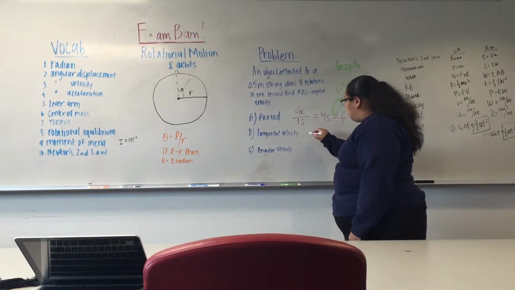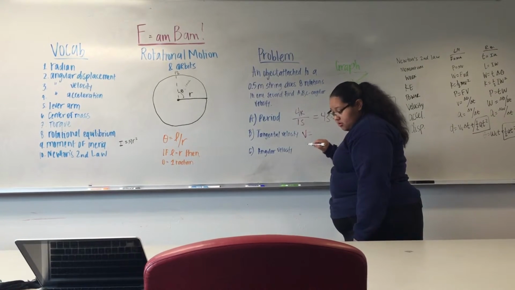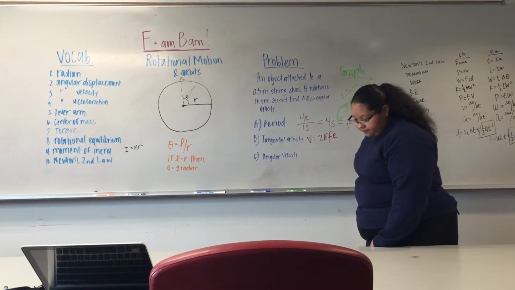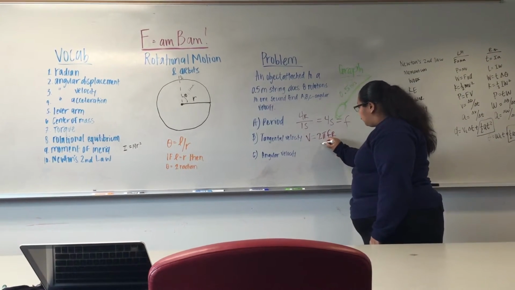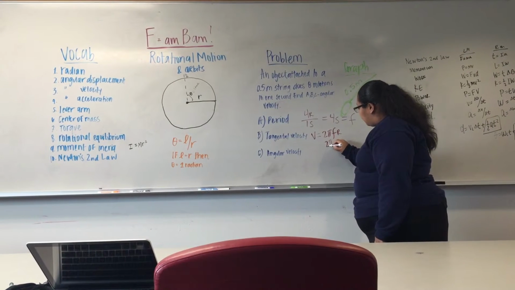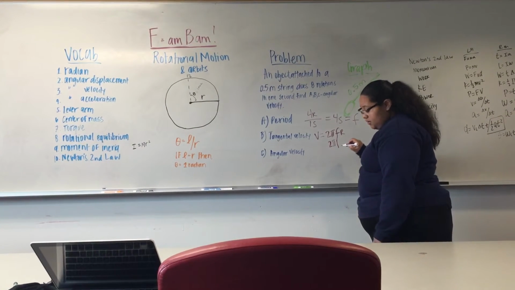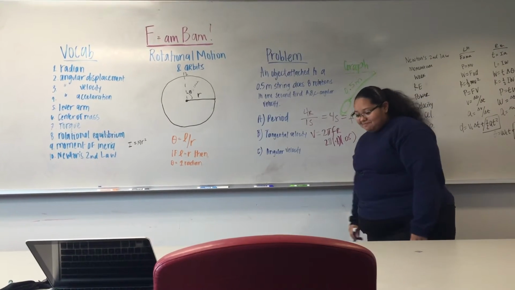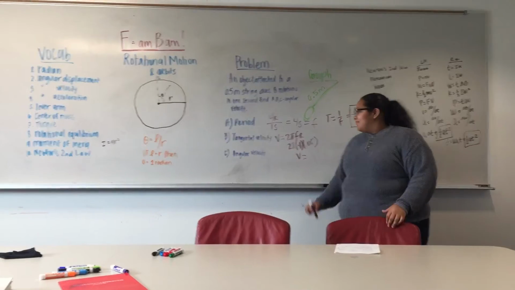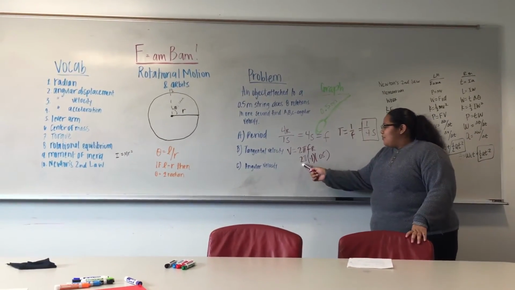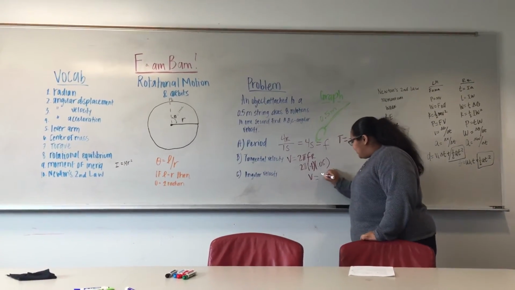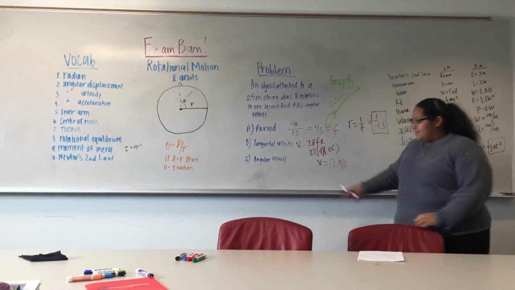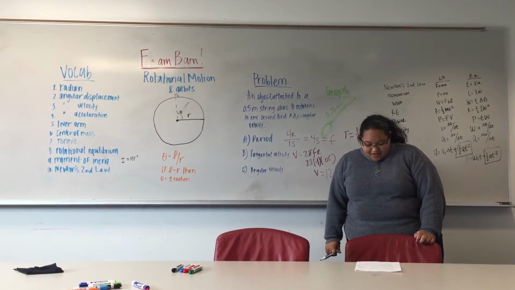For tangential velocity, we will use v equals 2 pi f r. We have 2 pi, this is a 4, and this is 0.5. Alright, so in the end, after you multiply all these out, we get about 12 meters per second, which is velocity. Alright, moving on.